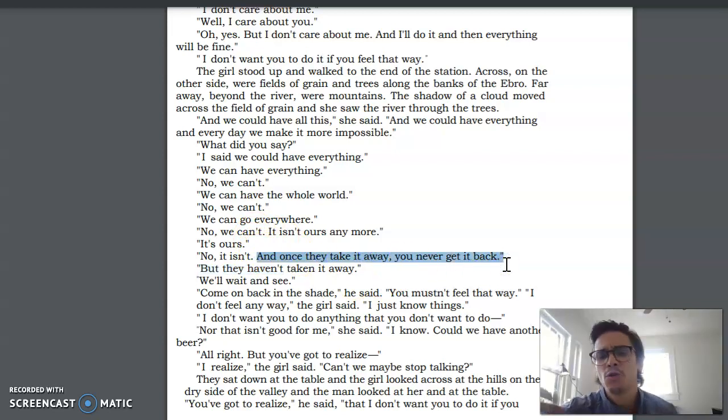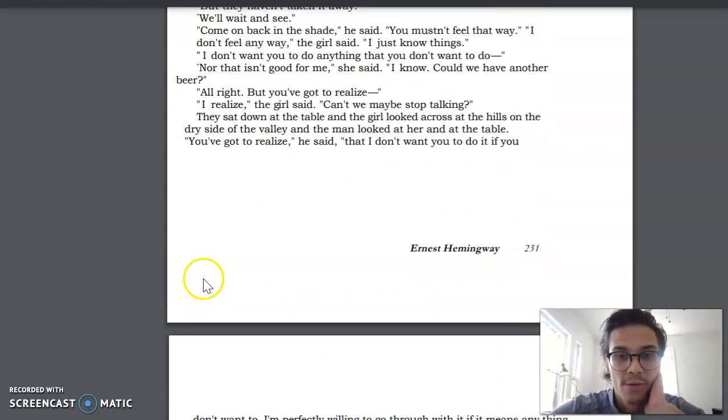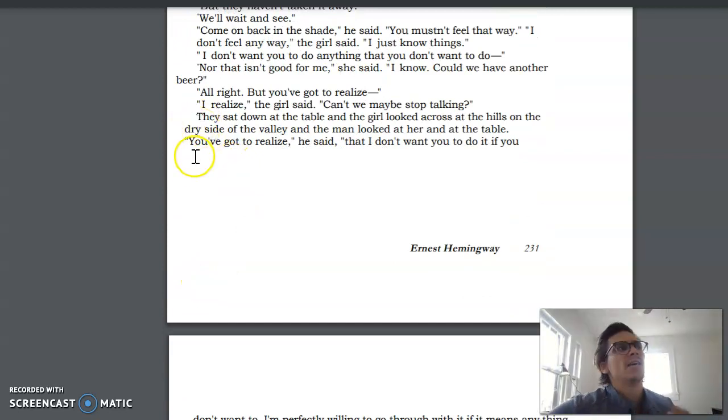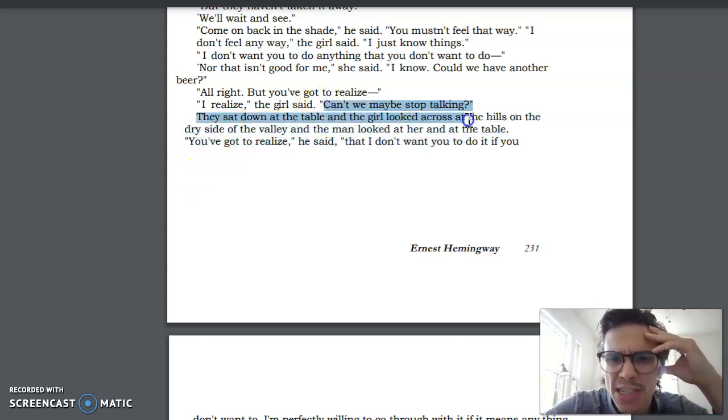So here, following the white elephant, following the abortion metaphor, we can interpret the story: once they take this baby away, once I have an abortion, things are not going to be the same. The world will not be ours anymore. Our relationship may fall apart. The world is not going to be the same. It's at this point that the man is unresponsive, not quite understanding, right? Going back to the idea that he's a static character. He doesn't change much. The girl wants to stop talking. She says, can't we stop talking?